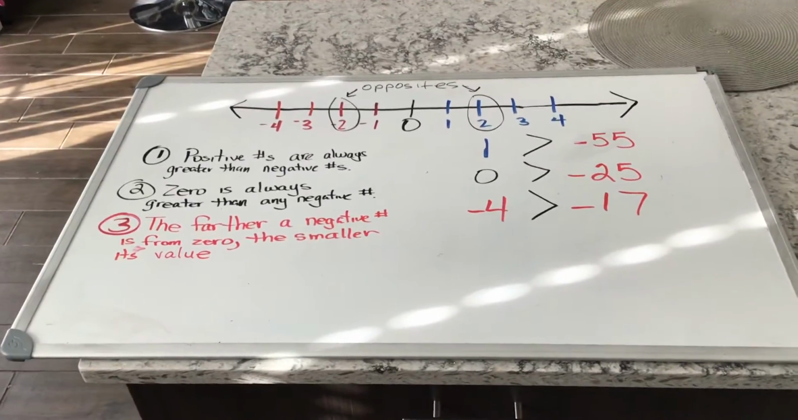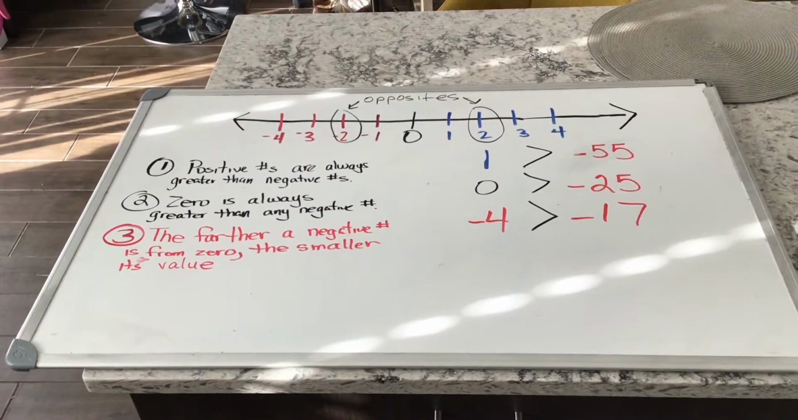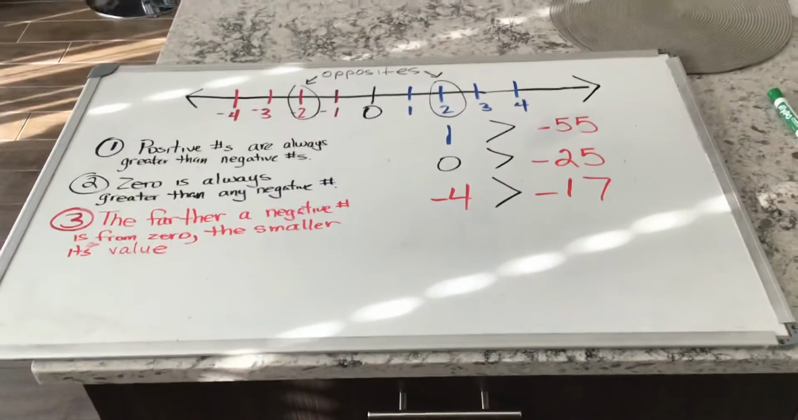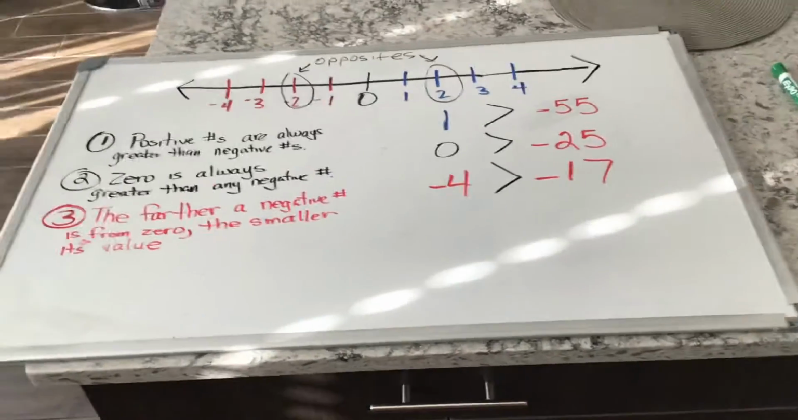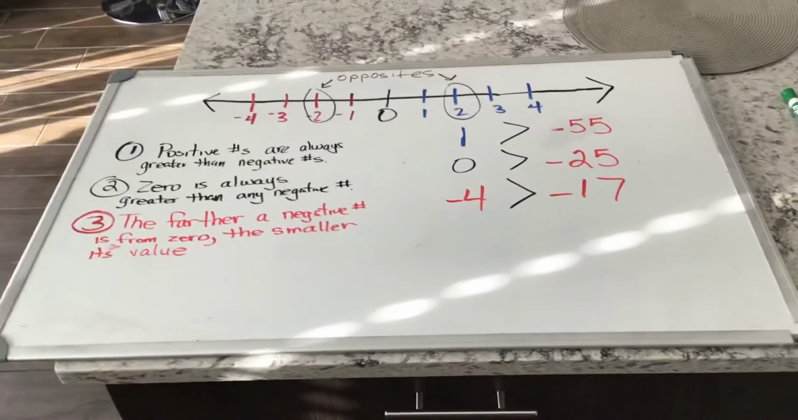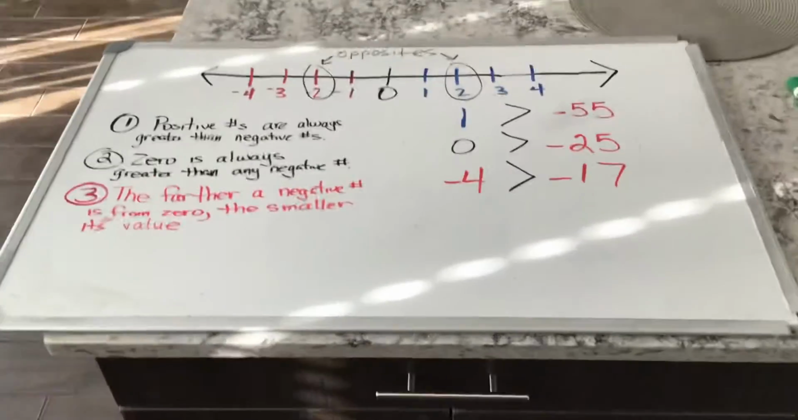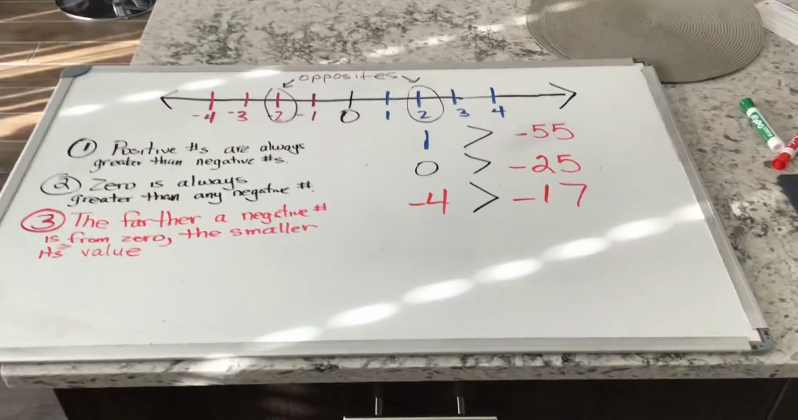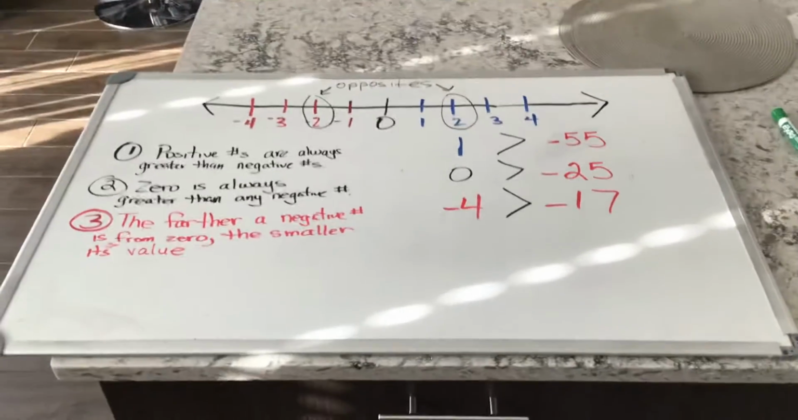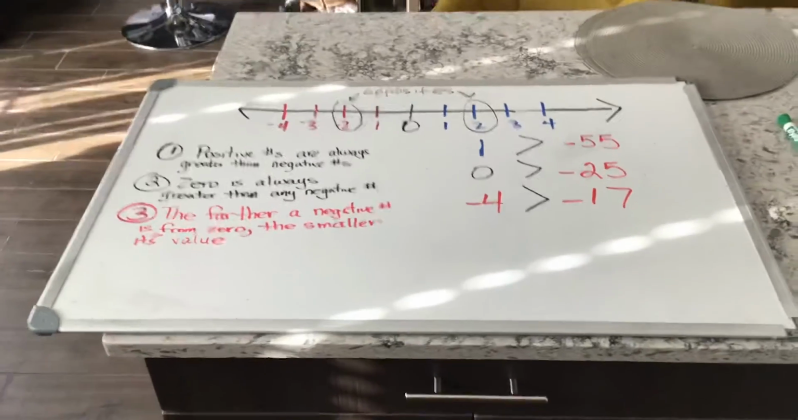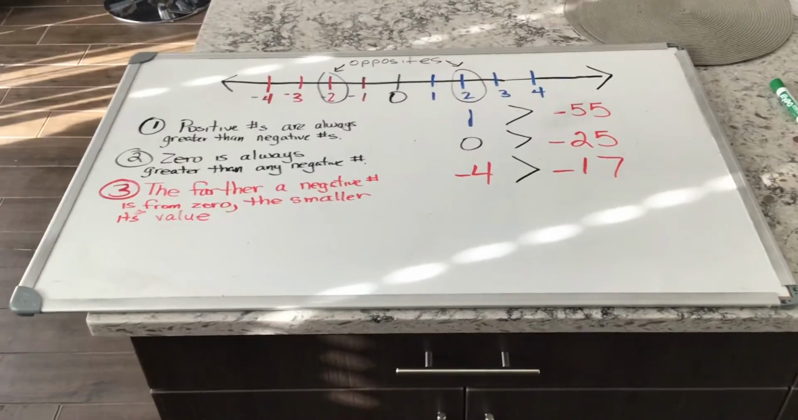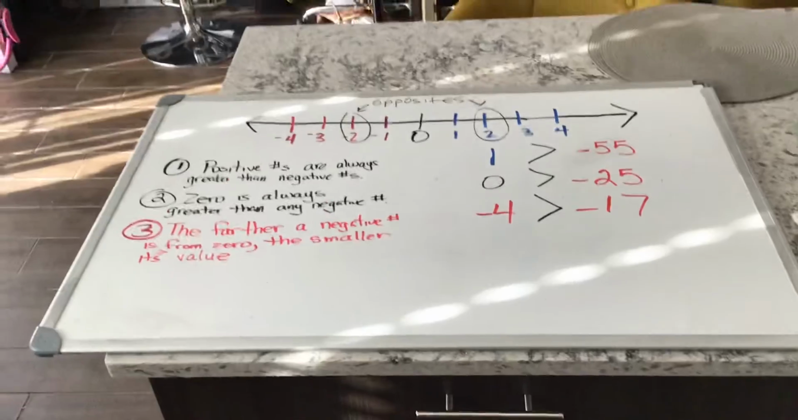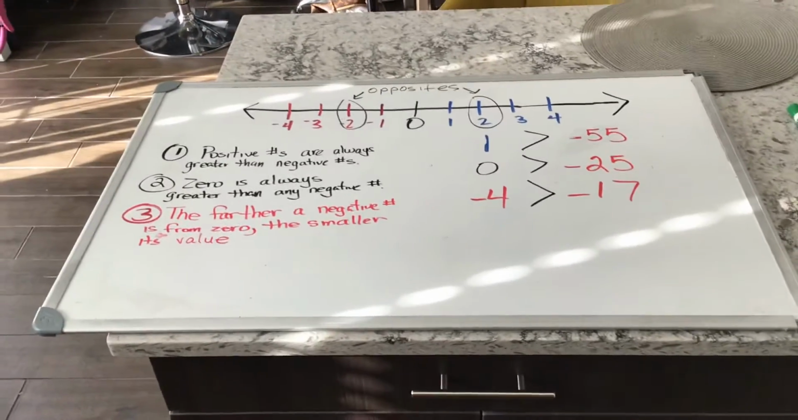And last, the farther a negative number is from 0, the smaller its value. So here we have -4. And we know -4 is greater than -17. But Mr. Baldwin, isn't 17 bigger than 4? If they were positive numbers, yes. But they're not positive numbers. We're dealing with negative numbers. And when you put those numbers on a number line, those numbers are going to get smaller the farther away from 0 you get.